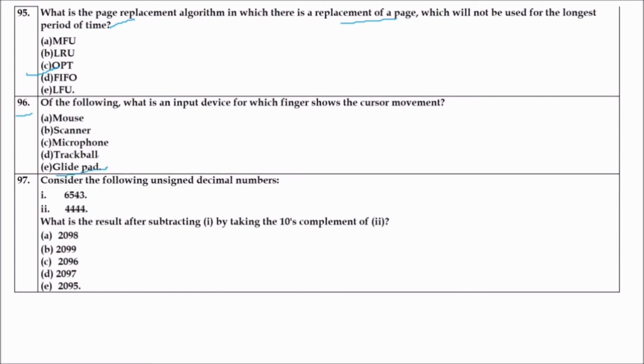Glide pad. Next is, consider the following unsigned decimal numbers 6543 and 4444. What is the result after subtracting 1 by taking the tens complement of 2? Tens complement of 2. I hope that you'll do it by yourself. I'll tell you the answer. The answer is 2099. You can just easily subtract 4444 from 6543 and it will be 2099 only. You just try it. Subtract these two.